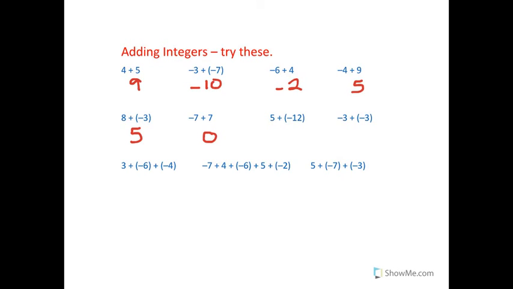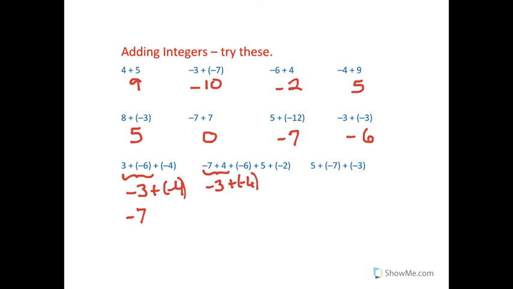5 plus negative 12, negative 7. And again, if you're thinking of absolute value, the absolute value of negative 12 is larger than the absolute value of 5, and the 12 is negative, so it's negative. And here we have negative 3 and negative 3, that's negative 6. 2 at a time. 3 plus negative 6 is a negative 3. A negative plus a negative is a negative. 2 at a time. Negative 3.